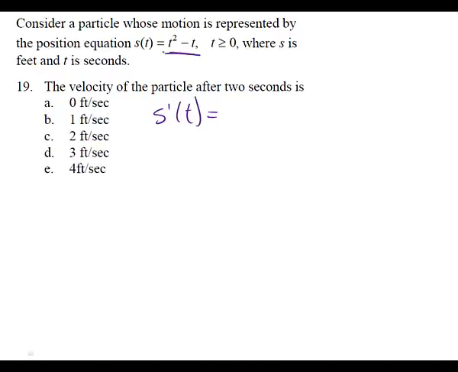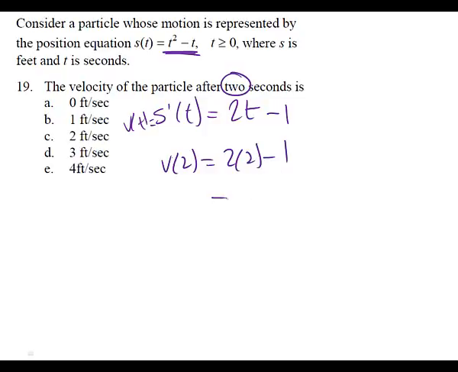First derivative. Okay, so what's the derivative of t squared? And the derivative of negative t? Good. And then what do I have to plug in? 2. So that's the same as saying velocity, right? So velocity at 2 is 2 times 2 minus 1, which is going to be what? 3. And notice they labeled it for you again.